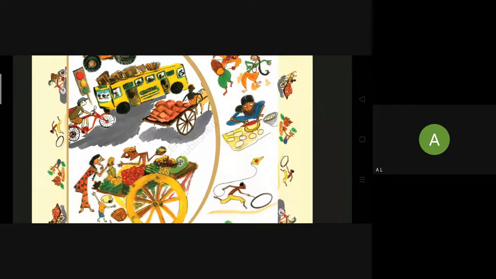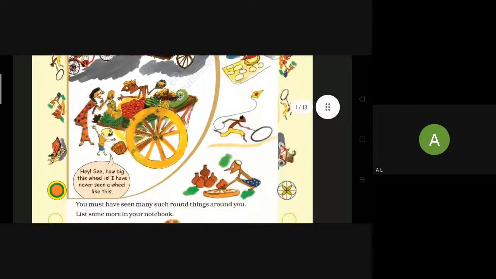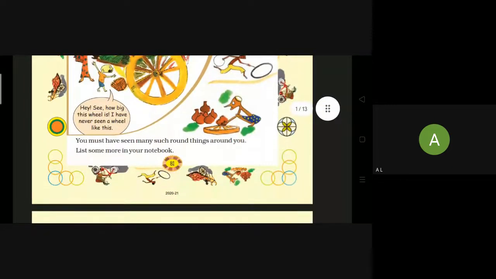Yes, she is making round shape puris. All the things we are seeing here are round in shape. So you must have seen many such round things around you. List some more in your notebook.